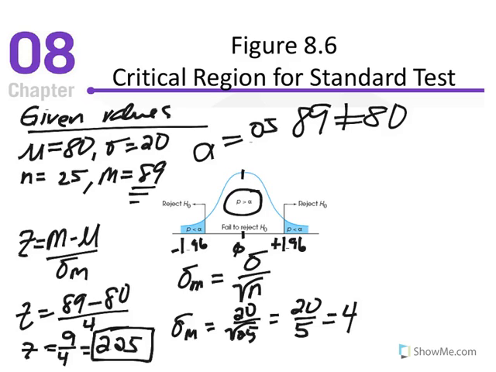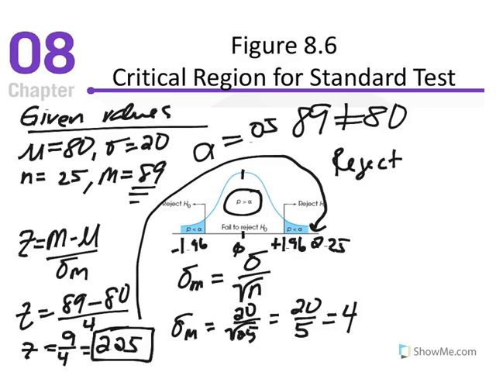So let's look at this value and place it accordingly. It's a positive value, so we're going to be focusing on the right side of the distribution. And because it's greater than 1.96, let's just place it here, 2.25. It falls in the blue region, and as a result, we get to reject the null.